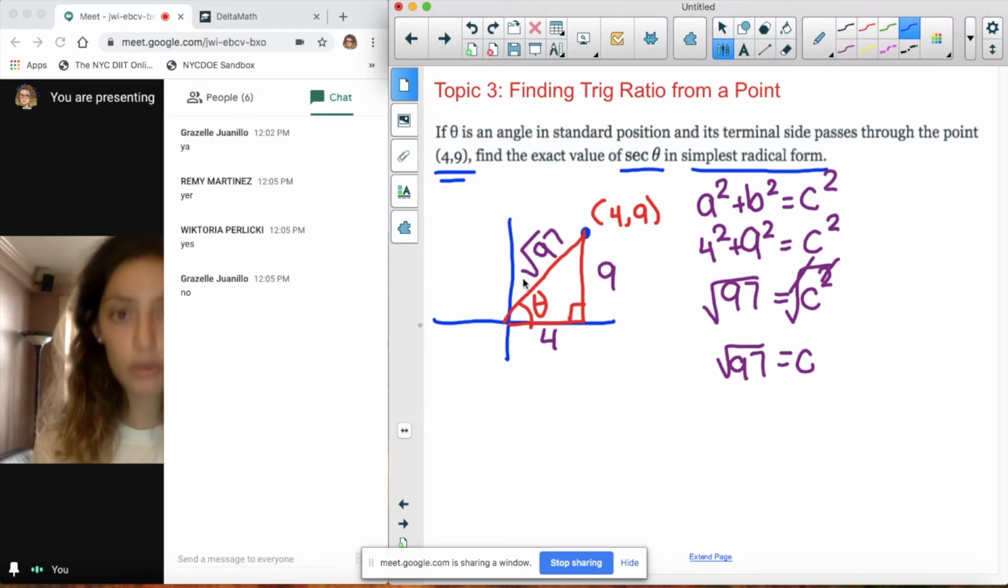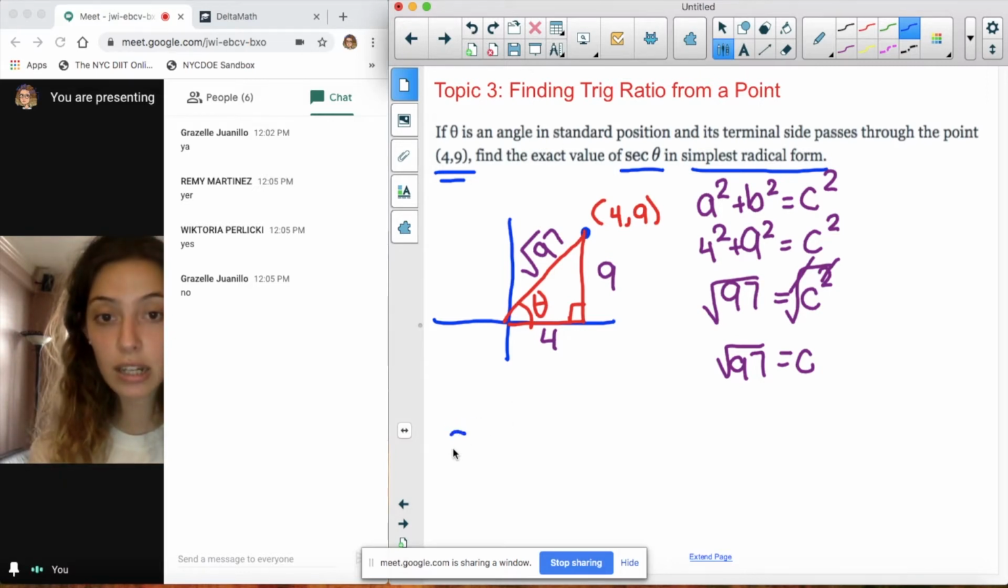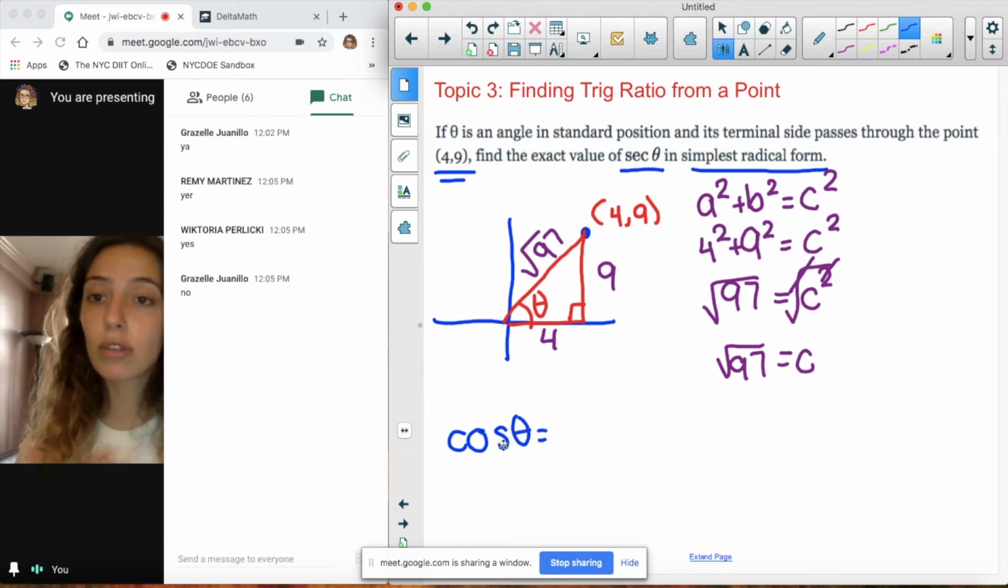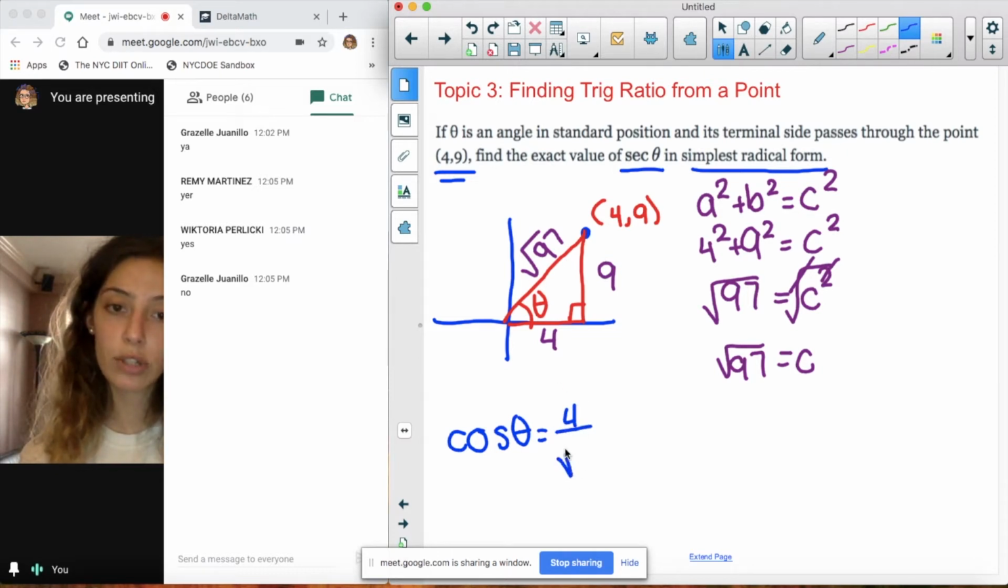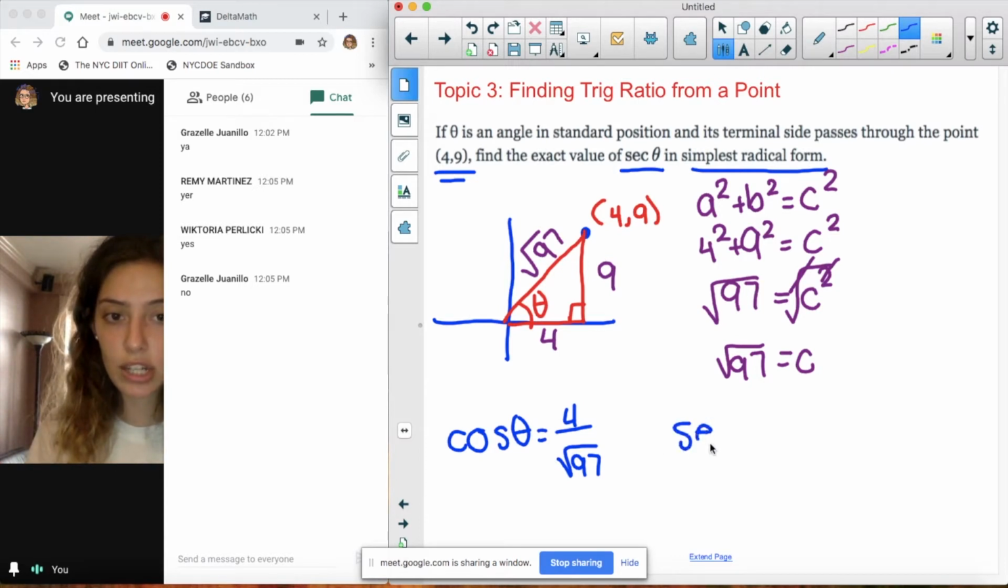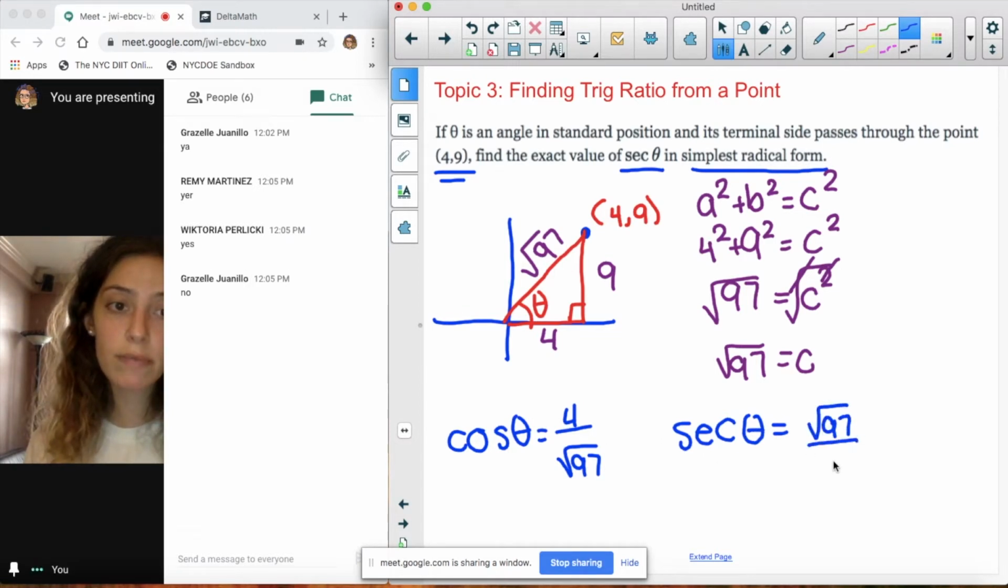So now we use this information to find the secant. So the secant is the reciprocal of cosine. So what I suggest doing is first finding cosine. If you don't need to do this, you don't have to. So cosine is adjacent, which is 4, over the hypotenuse, which is radical 97. Now it wants the secant, so the secant is just the reciprocal of that. So the flip of the fraction. So radical 97 goes in the numerator, and 4 goes in the denominator.